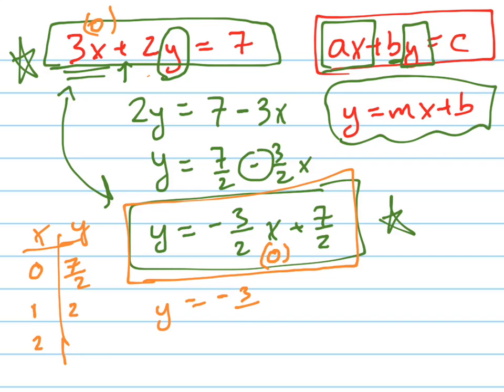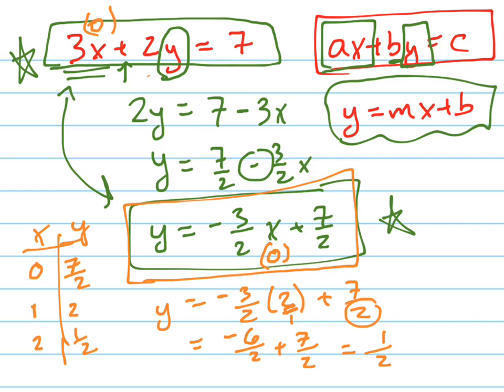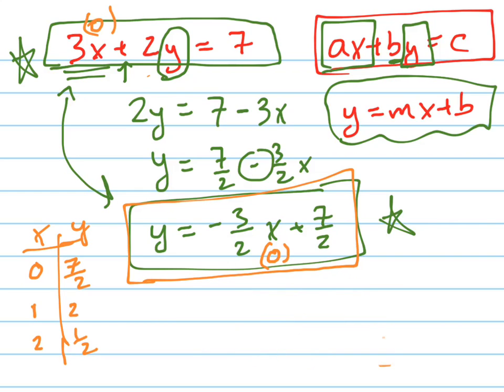It'll actually be easier anyway, because what happens when I plug in 2 right here? Those 2's cancel. Actually, let's not make them cancel, because I'm going to want a common denominator anyway. So let's remember 2 is like 2 over 1. So I'm multiplying this and it becomes negative 6 over 2 plus 7 over 2. And what's negative 6 halves plus 7 halves? Since they have common denominators, you add the numerators. The answer is 1/2. So there's 3 points, and now let's take a look at how I would graph this.